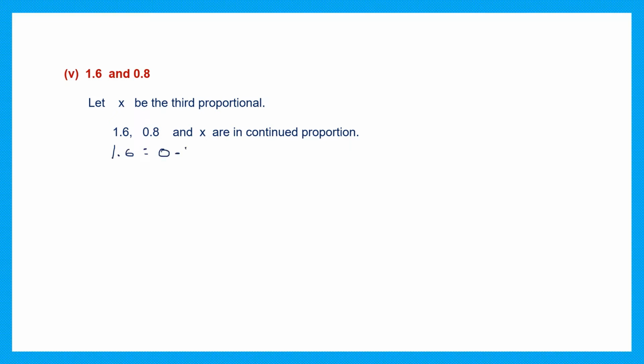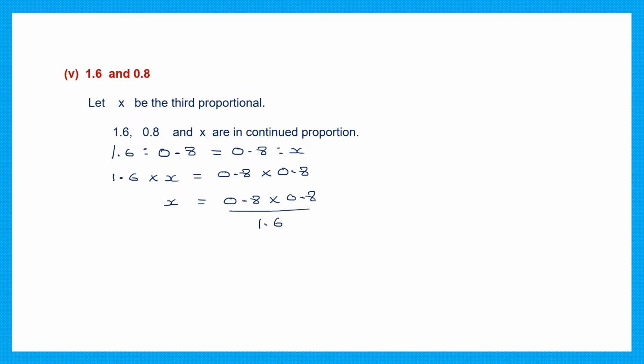Question 5, 1.6 and 0.8. Let x be the third proportional. That means 1.6, 0.8 and x are in continued proportion. So 1.6 is to 0.8. This is equal to 0.8 is to x. Product of extremes, 1.6 into x is equal to 0.8 into 0.8. Therefore, x will be 0.8 into 0.8 and I take 1.6 to the other side, becomes division 1.6.